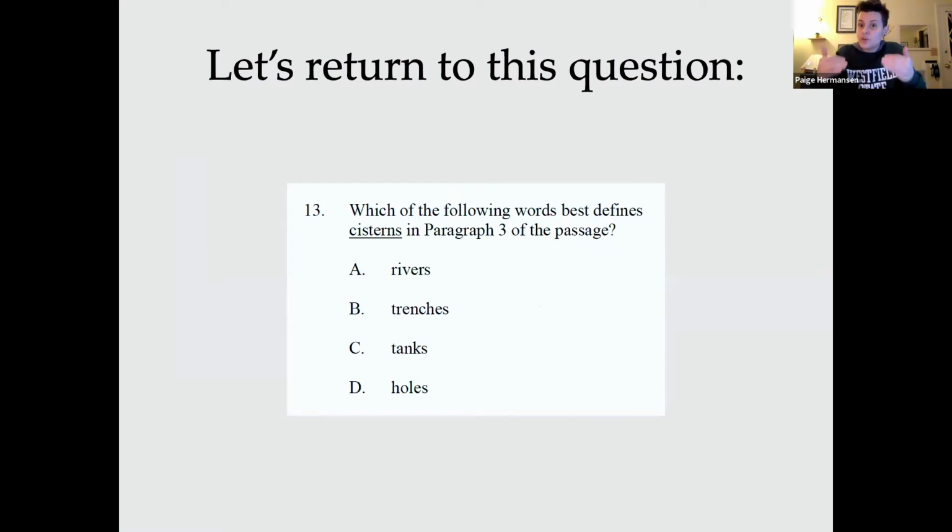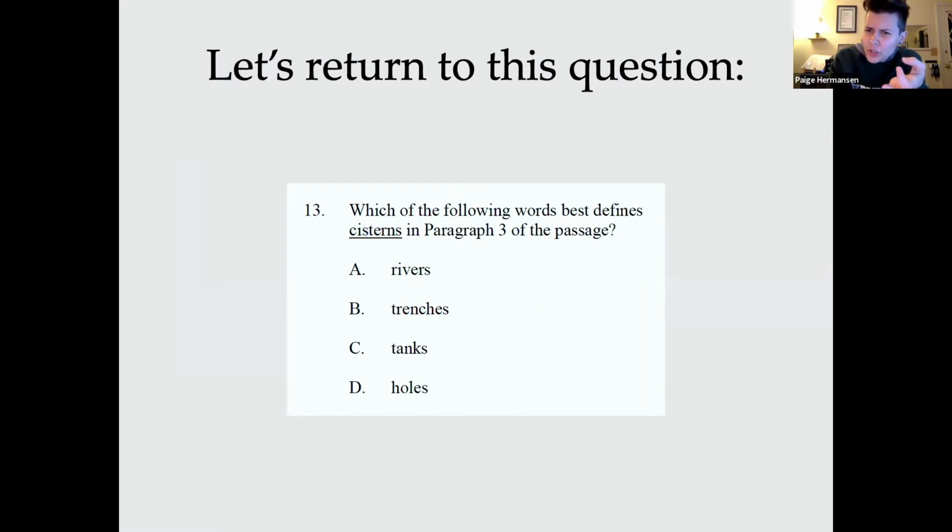So let's look back at question 13. Which of the following words best defines cisterns in paragraph 3 of the passage? We're looking for something where the end goal is collection. Does a river collect and hold things so you can distribute it? No, we can eliminate rivers. This is just counting on you not paying attention when you read the passage, seeing something that has to do with water and selecting it, right? Answer A is not it. B, trenches.